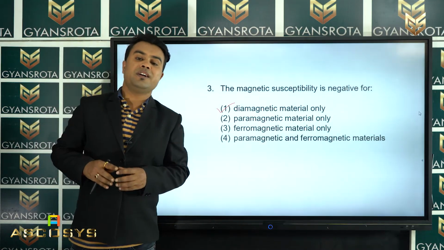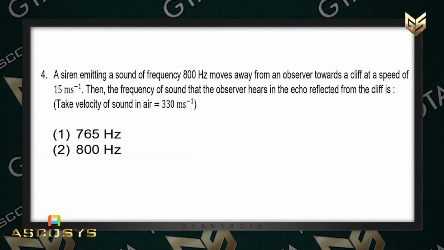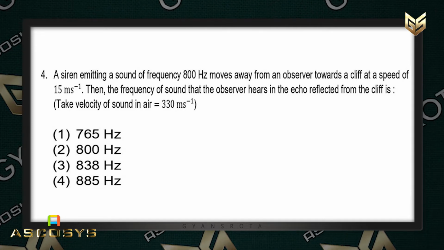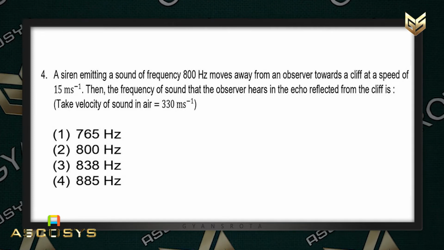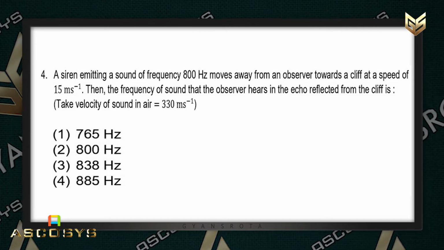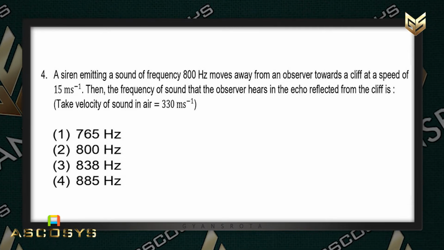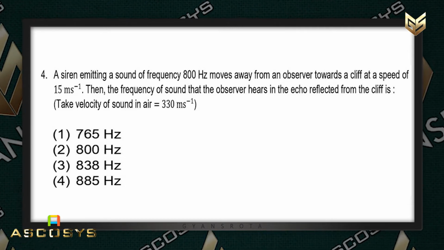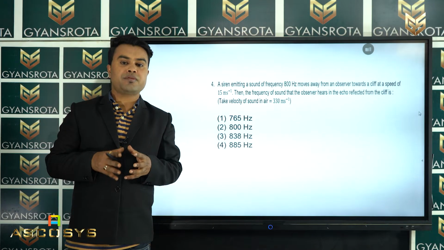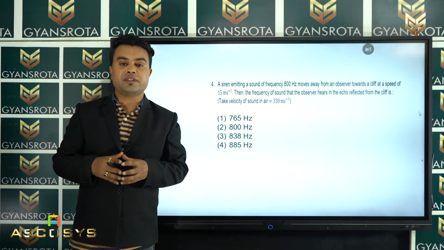Now let us move to the next question, that is question number 4. A siren emitting a sound of frequency 800 Hz moves away from an observer towards a cliff at a speed of 15 meter per second. Then the frequency of sound that the observer hears in the echo reflected from the cliff is, velocity of sound in air is given. This question is from the chapter waves.